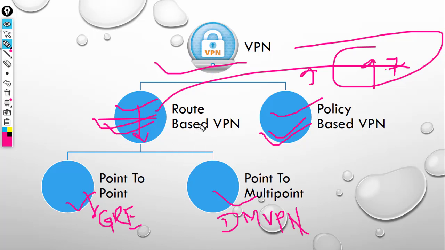We need to have a fine understanding of what it means: what's the difference between route-based and policy-based, and how we configure route-based and policy-based VPN. Under route-based VPN, we have two subtopics called point-to-point and point-to-multipoint. Under point-to-point, we're going to have a lab about how we can configure GRE, which would be the example of route-based VPN, and later on we'll cover DMVPN as well, which would be the topic of point-to-multipoint VPN. So that's all about this.